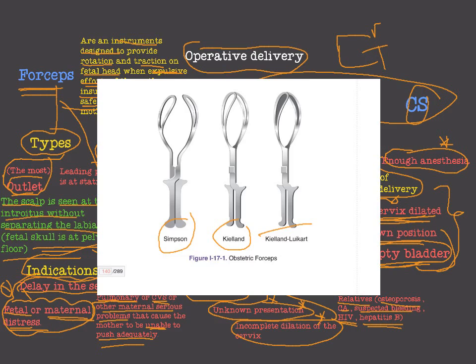I just want to talk to you about the parts of these forceps. We call this the lock of forceps. This is the shank of forceps. Oh, I'm sorry. This is the handle of forceps. This is the lock of forceps. This is the shank of forceps, and these are the blades from where we catch the head of the baby. Okay. Blade, shank, lock, and handle. This is all about forceps.